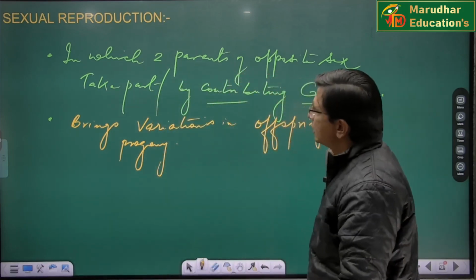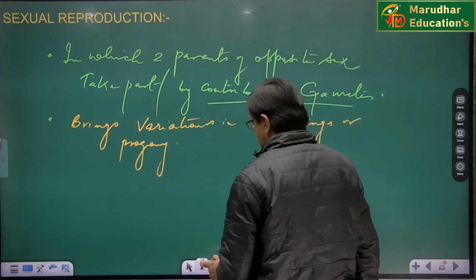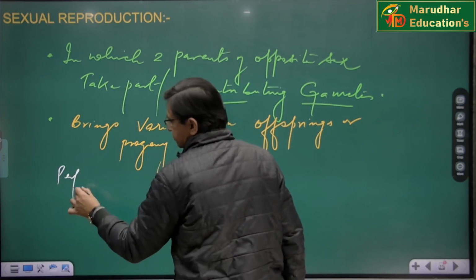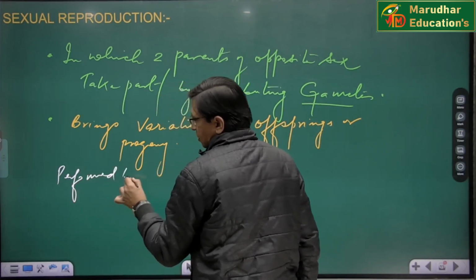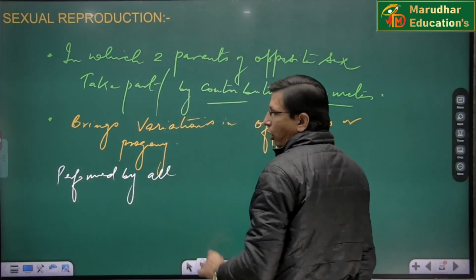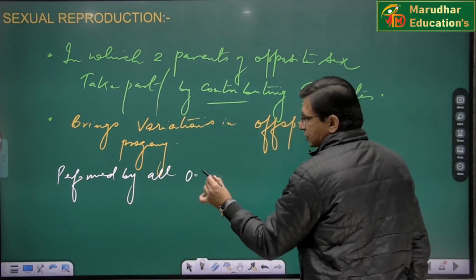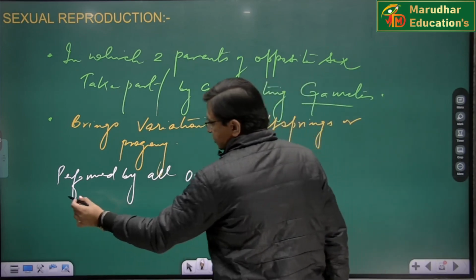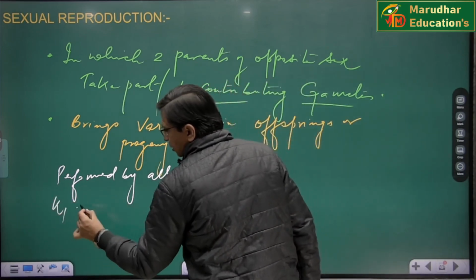Now, sexual reproduction is performed by all organisms. Of course, in lower organisms, in kingdom what? Monera.